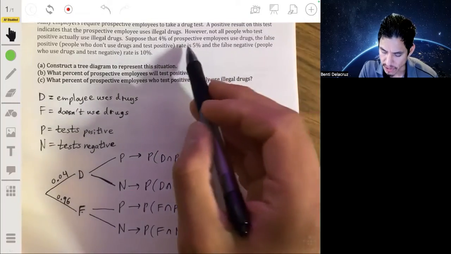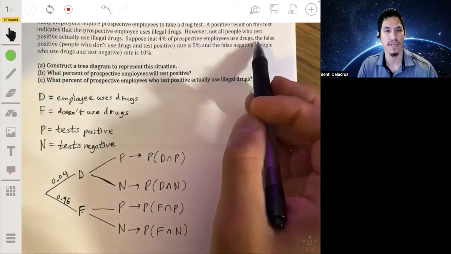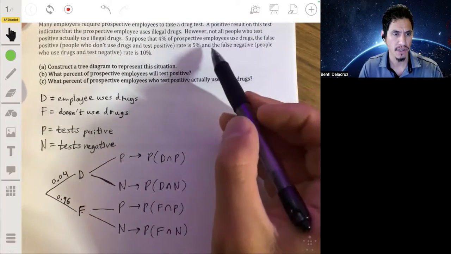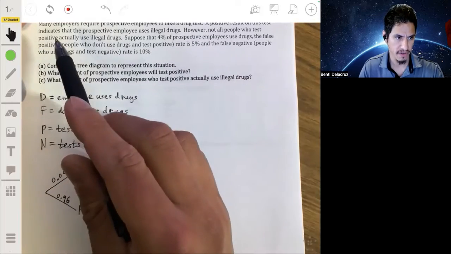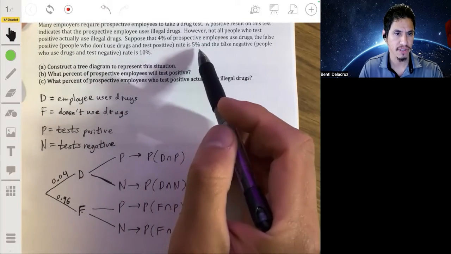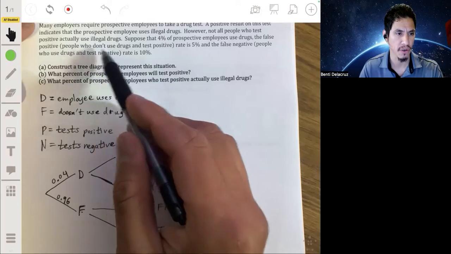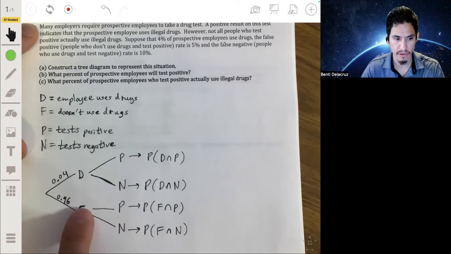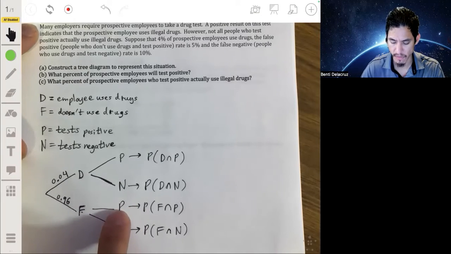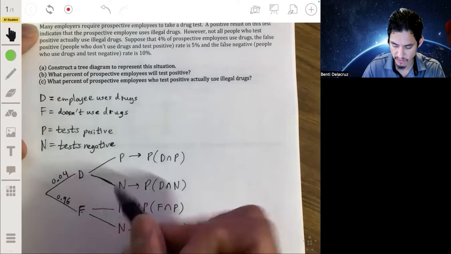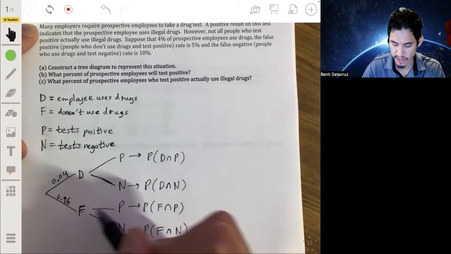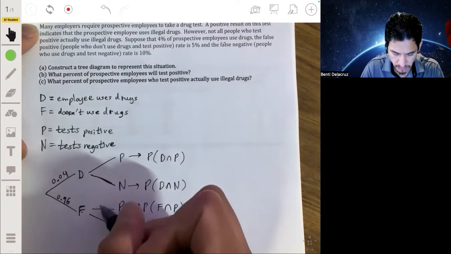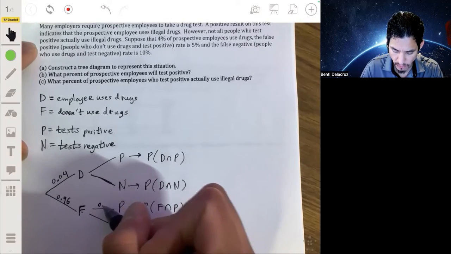Now let's read this carefully, because this is where it can be confusing if it's your first time doing these types of problems. The false positive rate is 5%. False positive means people who don't use drugs and test positive. So we're talking about people who are drug free and test positive. If you're drug free and you test positive, that's incorrect. So that's going to be 0.05.